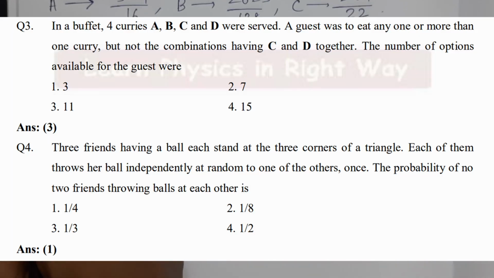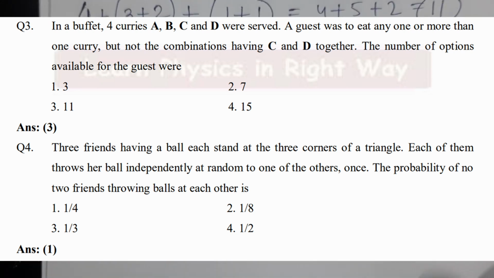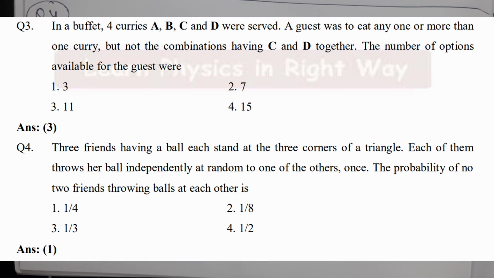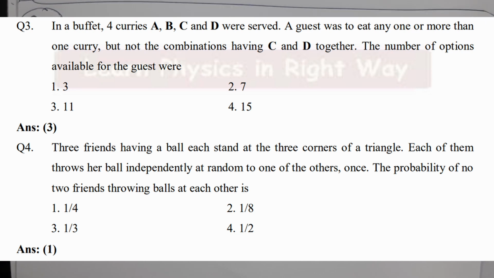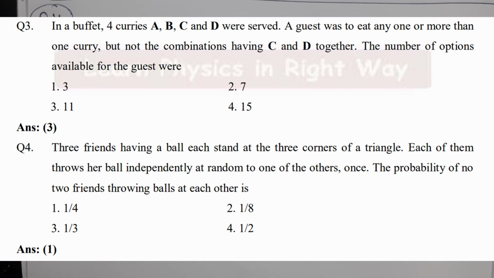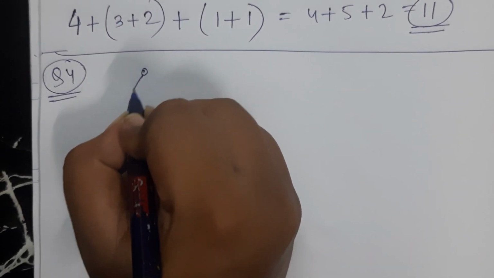For question number 4, I hope you can see the question on screen. So 3 friends having a ball each stand at the 3 corners of a triangle. Each of them throws her ball independently at random to one of the others once. The probability of no 2 friends having thrown balls at each other is. So here what you have to do is, let's draw a triangle.